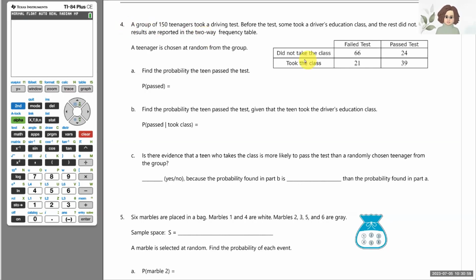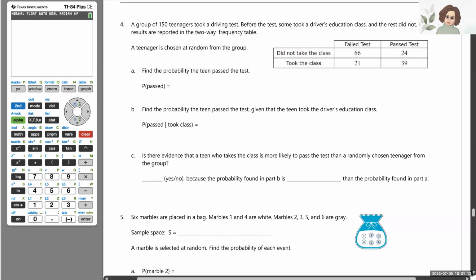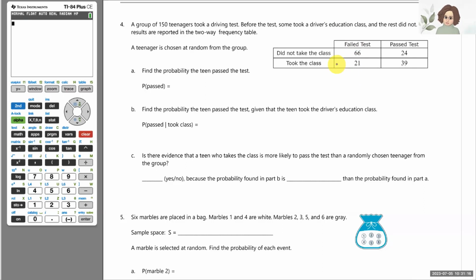So two-way just means keeping track of two variables, whether they took a driver's ed class and whether or not they failed or passed their driving test. And we've got the frequency counts there. So let's do step one here and do some totaling. The number of teenagers that failed their driving test, that looks like 87. And the number that passed their test, 63. And adding those, we'll get the 150 teenagers they mentioned in the problem.